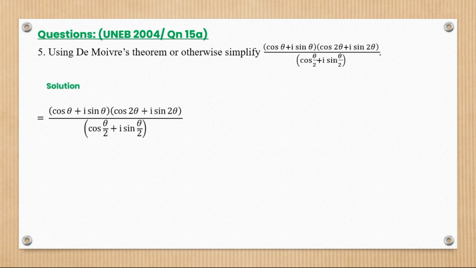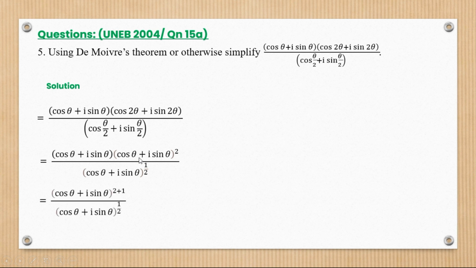From De-Moivre's theorem, we can take out a 2 from this and make it a power. Then here also we can take out a half and make it a power. So De-Moivre's theorem makes this easy and straightforward. This is what we end up with. Now we see that these bases are similar, and here it's also similar. So we can add the powers. We are left with cos theta plus i sine theta to the power 2 plus 1. This is power 1, so we have 2 plus 1.